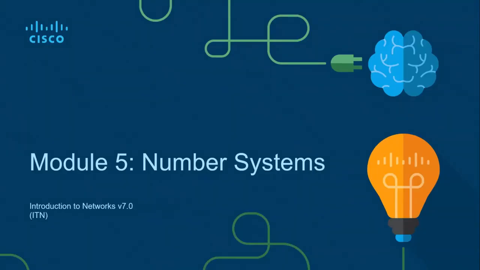Hello, this is chapter 5, and it's number systems. We're going to go through the steps on how to convert from decimal to binary, then from binary to hexadecimal, or even from hexadecimal to binary and then to decimal.